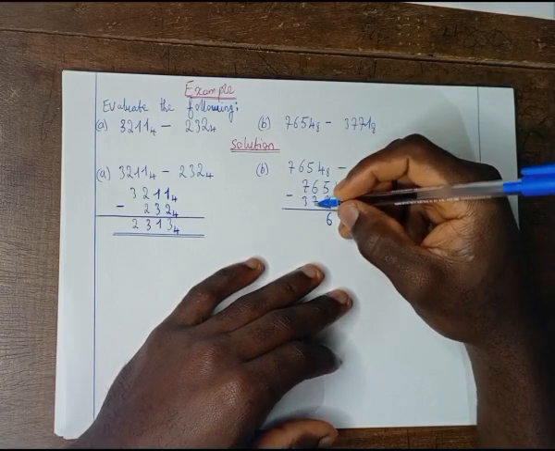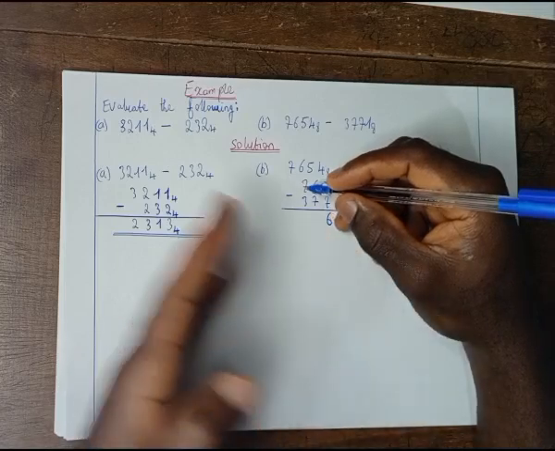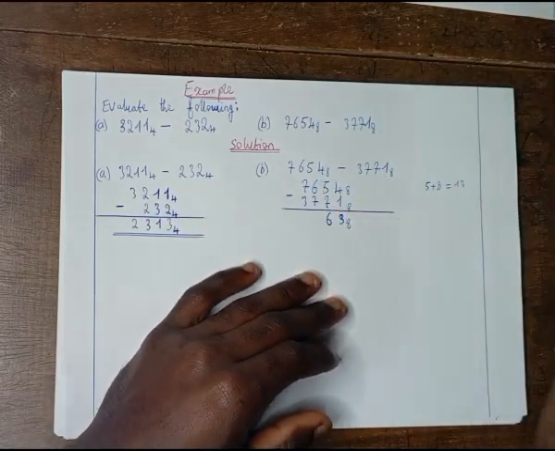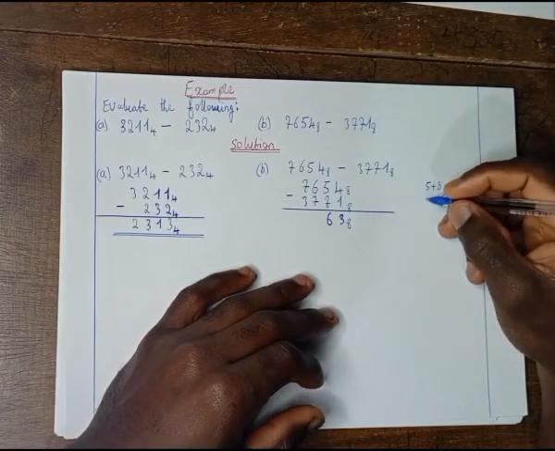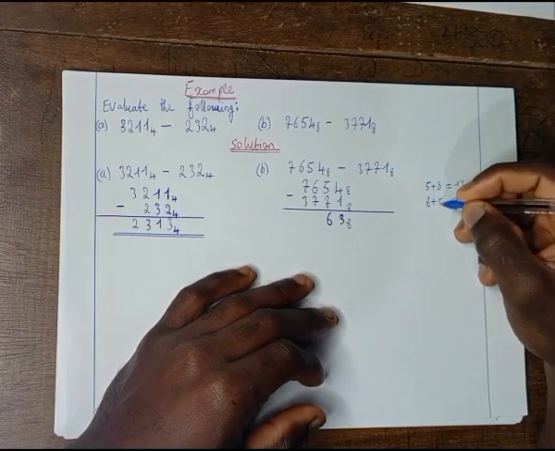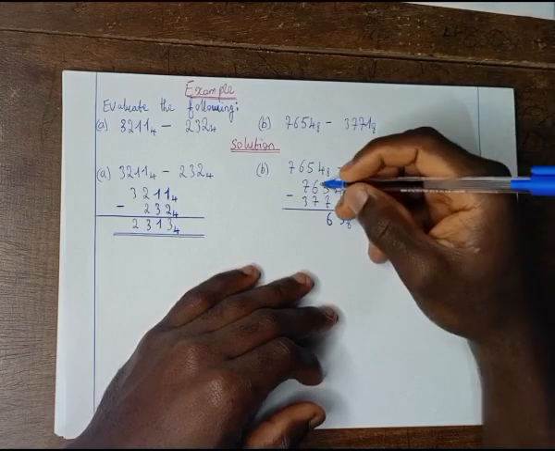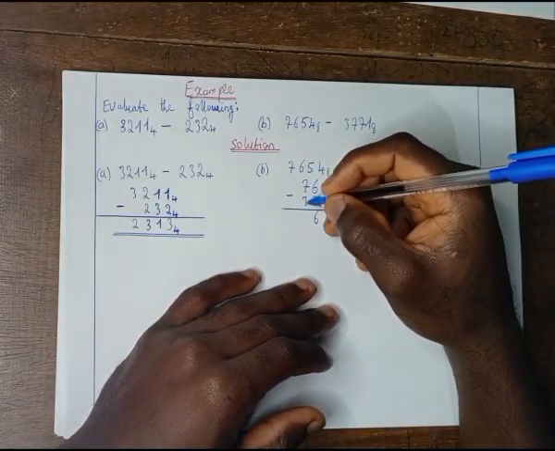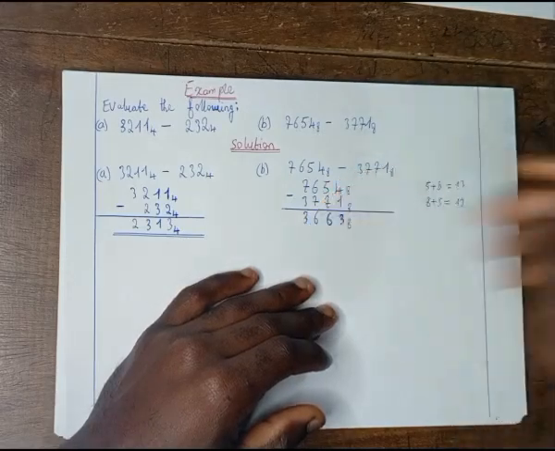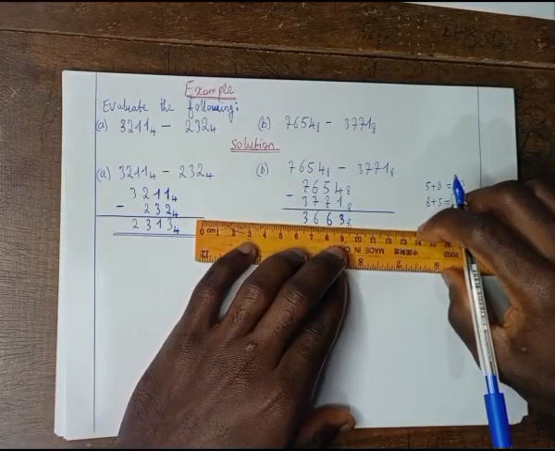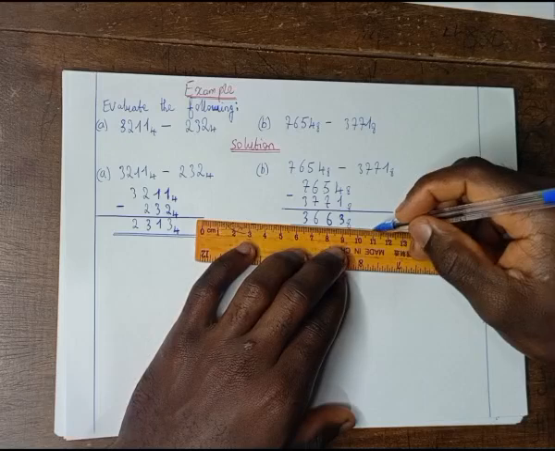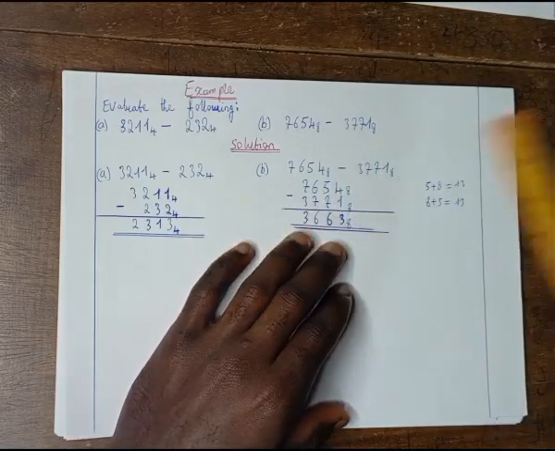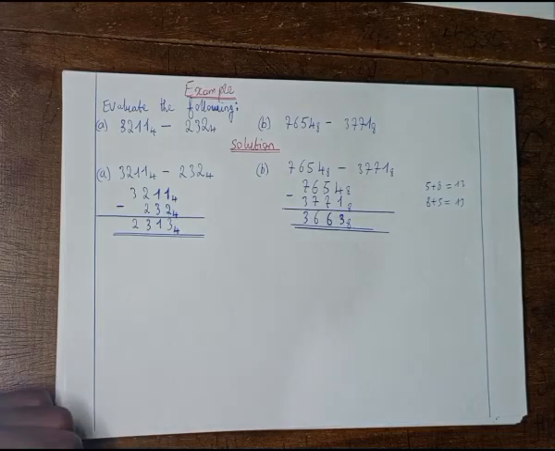Here now we are left with 5. 5 is less than 7. So we are going to move to 7, which is at the higher place value. We are going to take 1 from it, which represents 8. This will give us 8 plus 5, which is equal to 13. 13 minus 7 gives us 6. Now here we are left with 6. 6 minus 3 gives us 3. We are going to obtain 3, 6, 6, 3 in base 8 as a result. And we are done with subtraction.